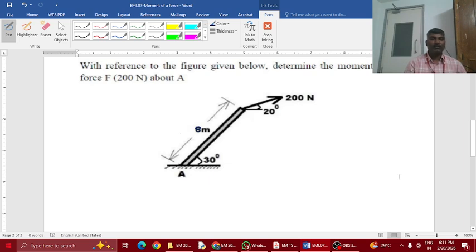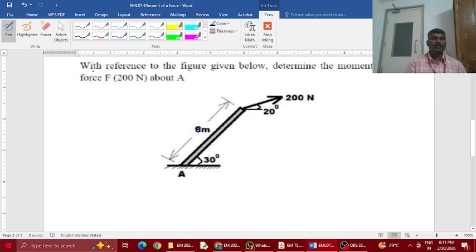This session, we are going to solve a problem on moment of forces. How to calculate moment of forces. So let us see with a simple example.